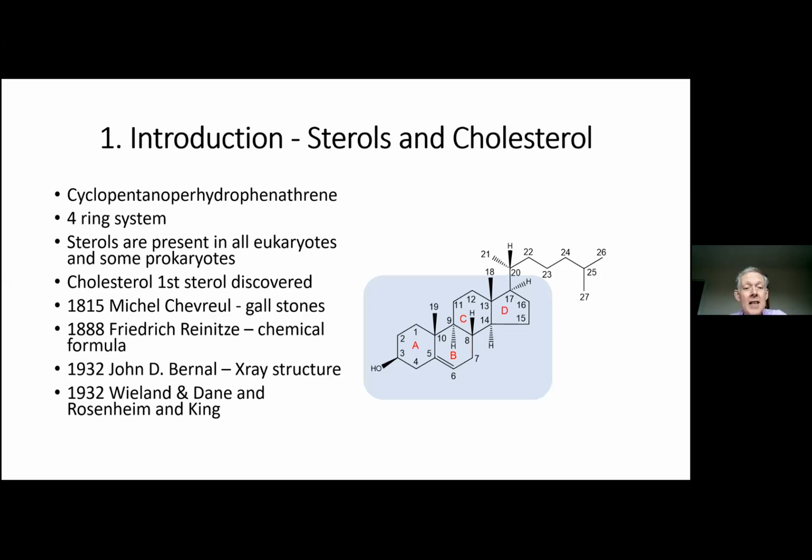It was first isolated in 1815 from gallstones by Michel Chevreul, and the chemical structure was proposed in 1888 by Friedrich Reinitzer. However, it wasn't really until the X-ray structure was determined by John Bernal that the correct chemical structure of cholesterol was determined. That was determined in 1932 by Wieland and Dane and Rosenheim and King. That really came from Bernal's work of providing the X-ray crystal structure.